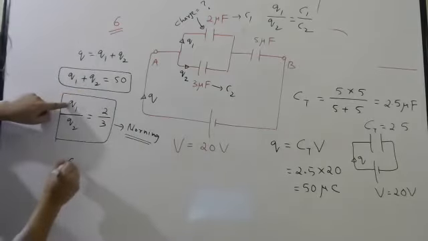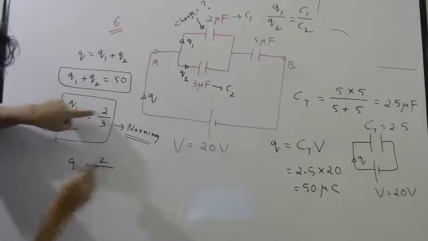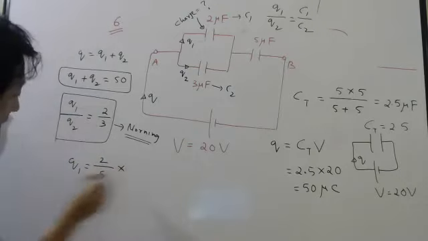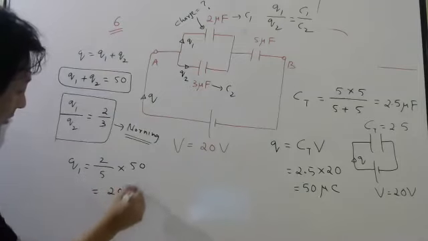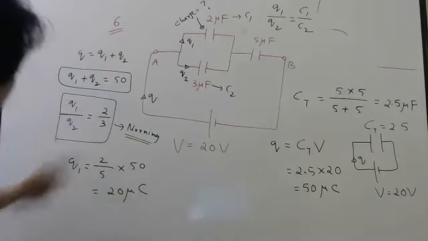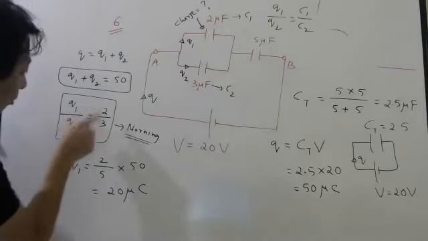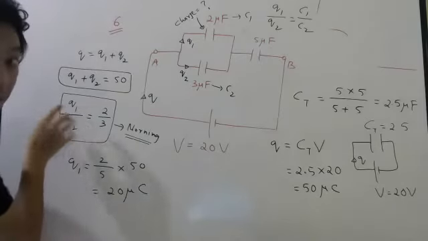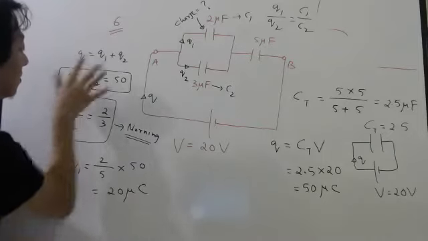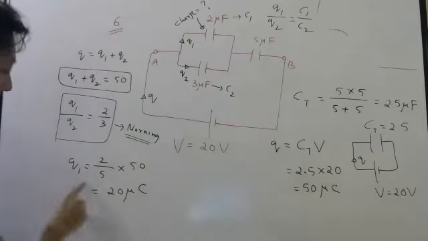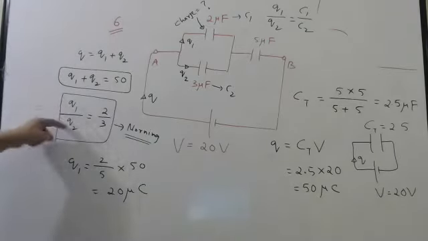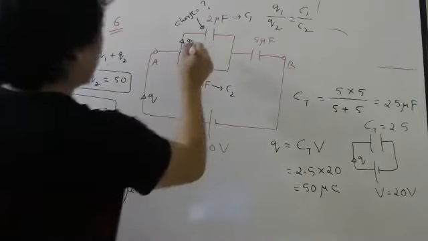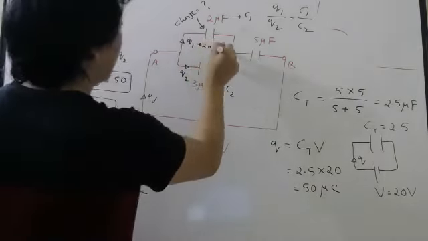So what will be Q1? 2 out of the total of these two, that is two-fifths of the total charge. Total charge is 50. So the answer is 20 microcoulomb. Those who don't know this, arre baba, substitute. Find Q2 from here. Cross multiply. Find Q2. Substitute here. And then you solve. You will get this. But this will give you the answer fast. If you know the ratio and if you know the sum, this will give you the answer fast. So this charge will be how much? 20 microcoulomb. That is the answer.